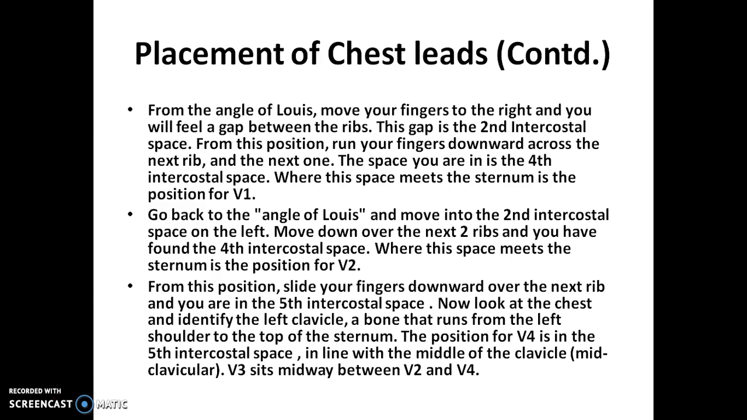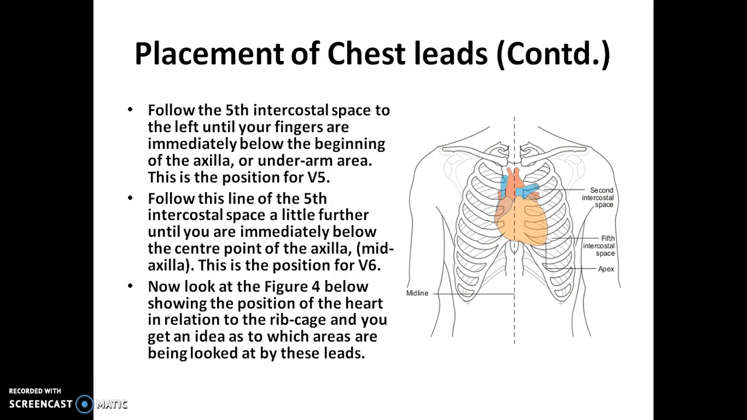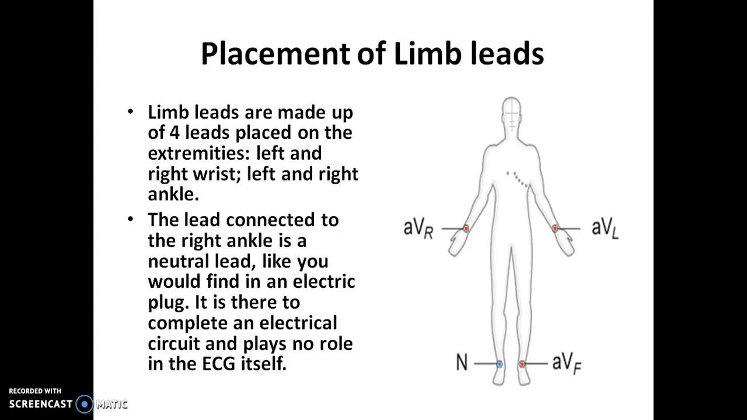From the angle of Lewis, we can move the fingers to the right and feel a gap between the ribs. This gap is called the second intercostal space. From this position, we can run the fingers down across the next rib and the next one. The space you are now in is the fourth intercostal space, where this space meets the sternum. It is the position for V1. Like that, V2, V3, V4 are positioned in some manner with respect to the second intercostal space and fifth intercostal space.